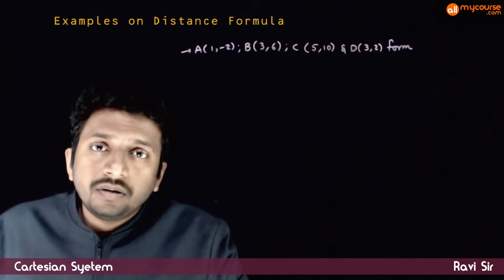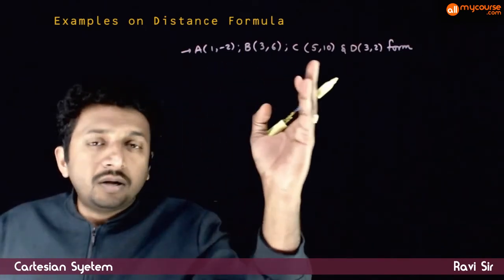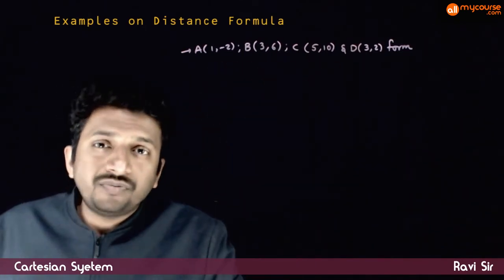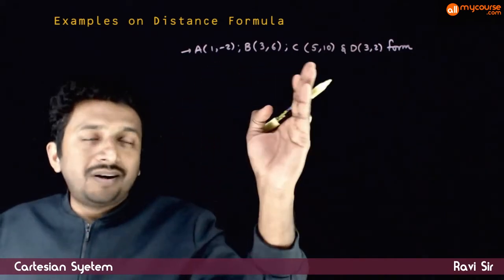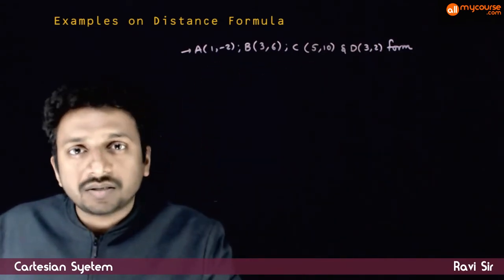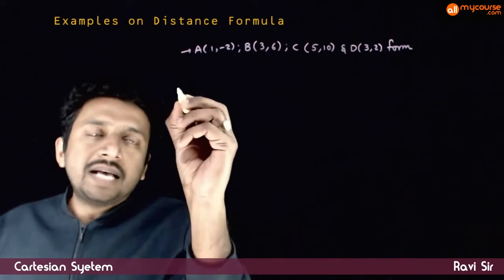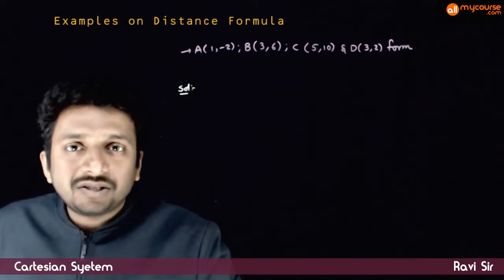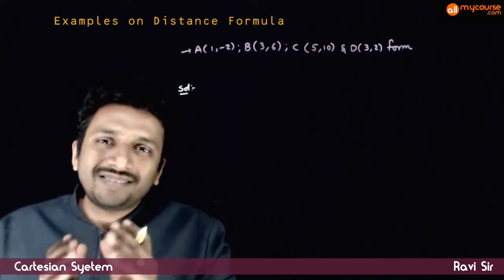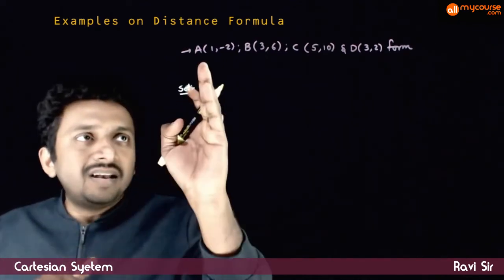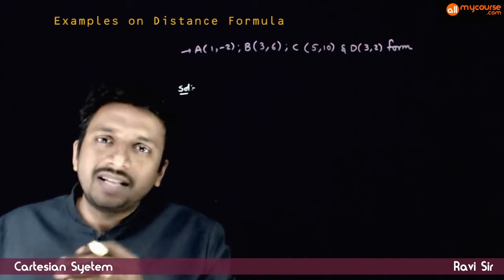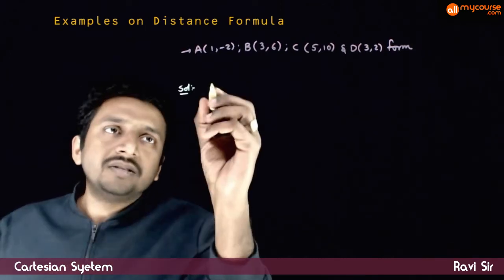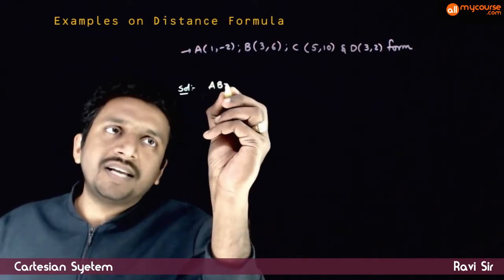In this question, you're given 4 points. You're asked to find what kind of quadrilateral these 4 vertices form. So as we have seen in the theory, to find the nature of quadrilateral, we need to find 6 distances. That is the lengths of sides and the lengths of diagonals. So let us try to find the lengths of sides.